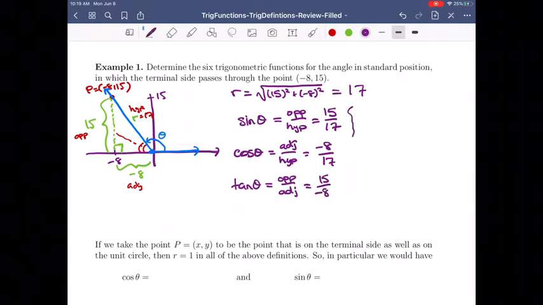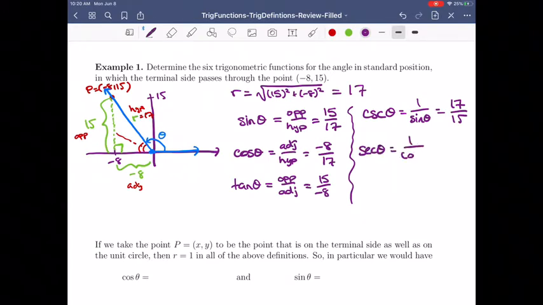And then we have all these extra trig functions. Cosecant theta is 1 over sine theta, so all you need to do is flip the value of sine theta. Instead of 15 over 17, I have 17 over 15. Secant theta is 1 over cos theta, so instead of -8 over 17, I have 17 over -8. And cotan theta is 1 over tan theta, so instead of 15 over -8, I have -8 over 15 for those values.